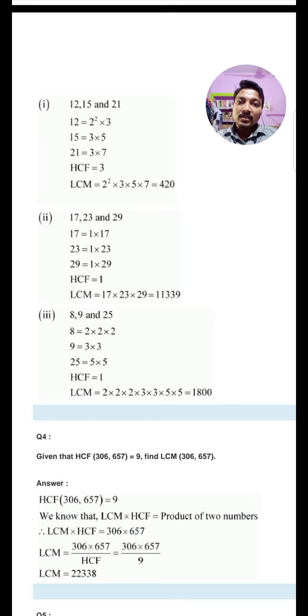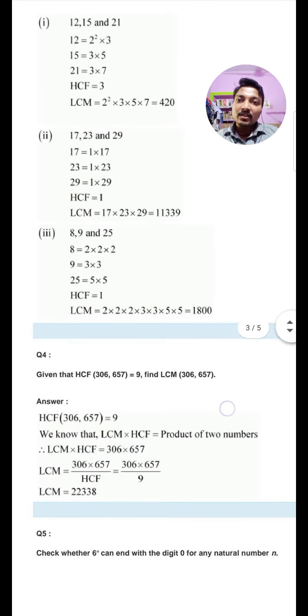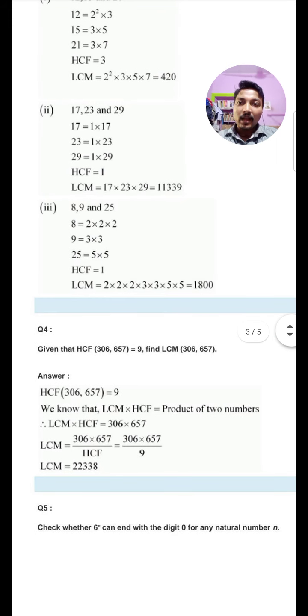Just like question number 1, question 2 can also be done by you, and question 3 you can also do in the same way. Otherwise, if you want, I am showing you question number 3. See, 8, 9 and 25. The prime factorization of 8 is 2, 2, 2, or one can write it as 2 cube. 9 is 3 square. And 25 is 5 square.